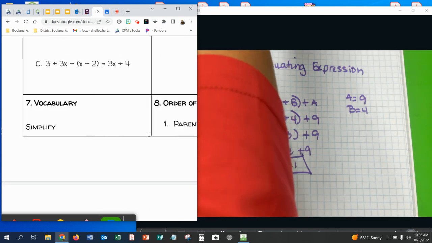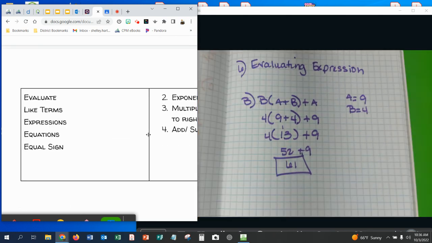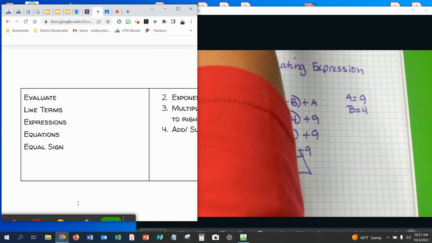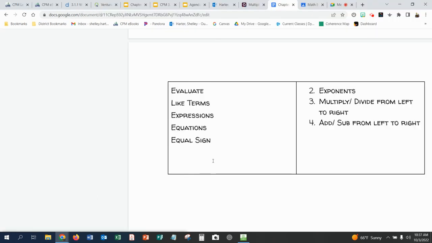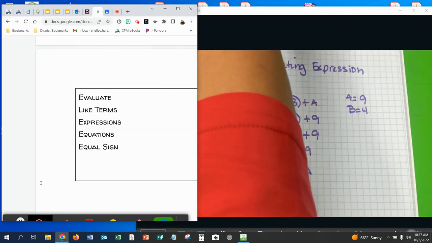All right. So let's talk about the vocabulary. If I were you, I would go through and define all of them because the vocabulary will be on your test. Any questions for me on that? Any questions about your test? No questions about your test at all? Okay.